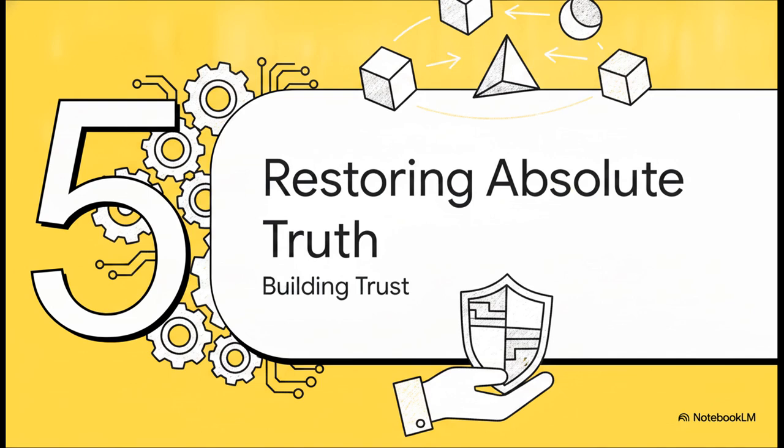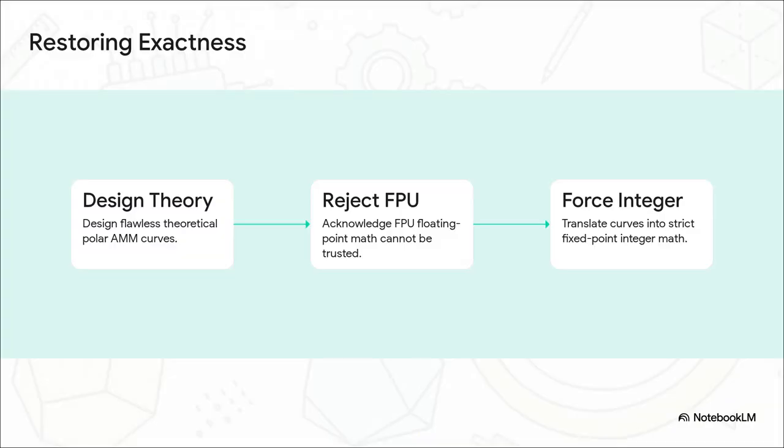Section 5. Restoring absolute truth. To protect these decentralized systems from collapse, developers must actively force absolute mathematical truth back onto the silicon. Here's how you build that resilience. Step 1. You design the pristine academic theory of polar coordinates. Step 2. You have to acknowledge that the FPU gambler absolutely cannot be trusted on-chain because determinism is the law in Web 3. And step 3. You forcefully translate those continuous geometric curves into strict, fixed-point integer math so it can be processed safely by the exact logic of the ALU surveyor.